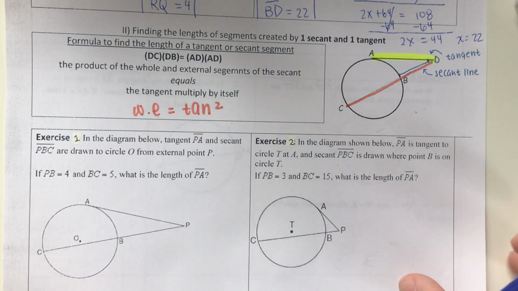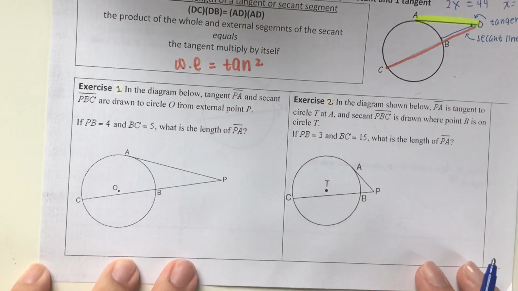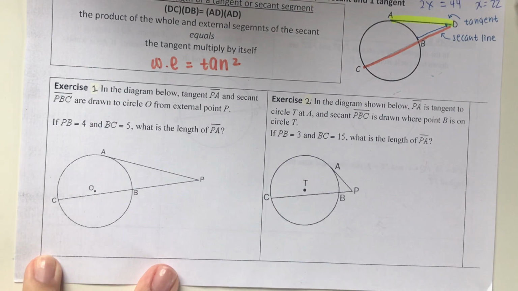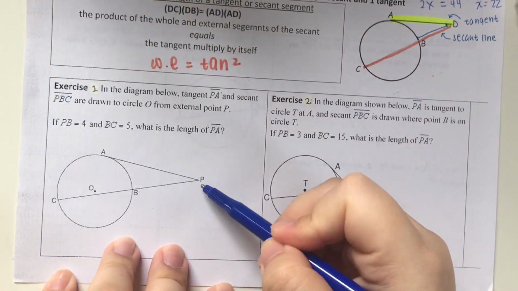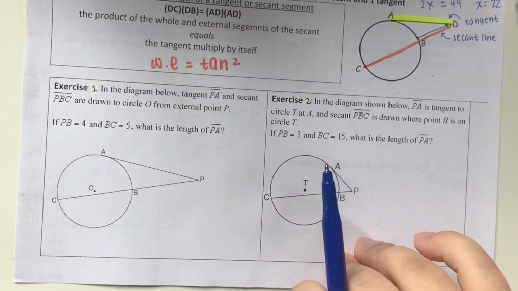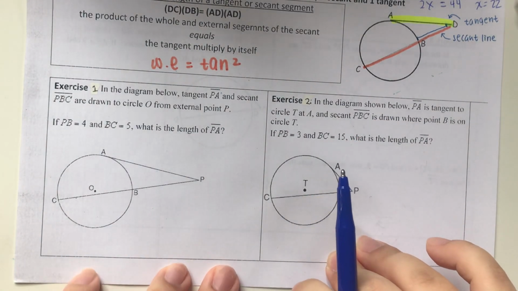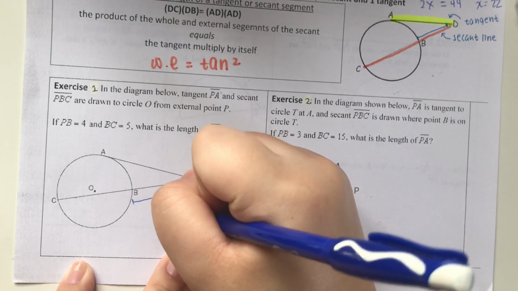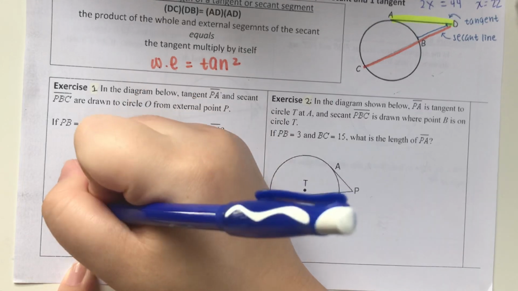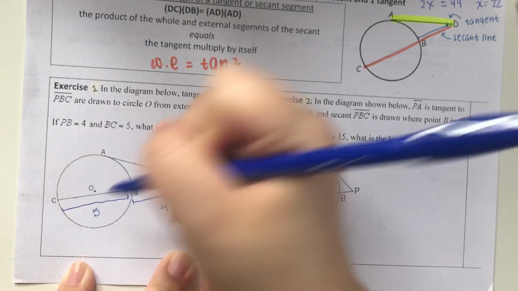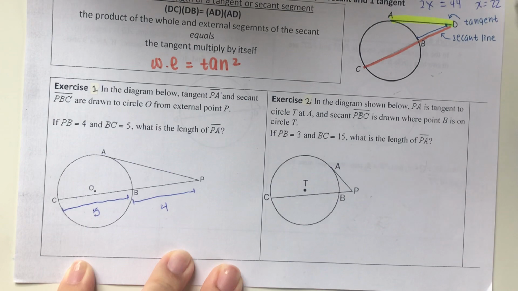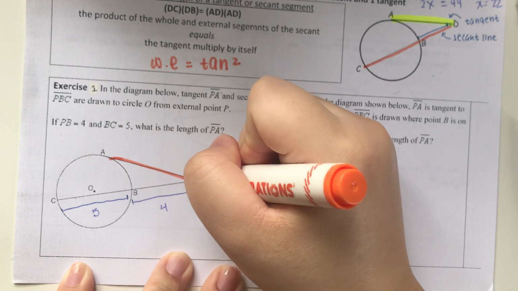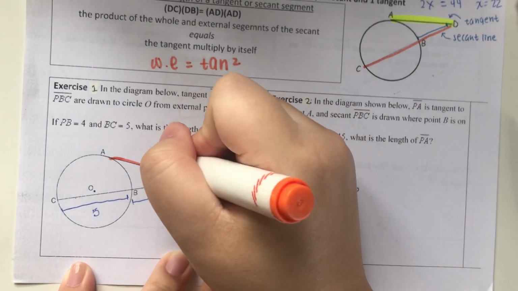Let's look at example 1 to see how we can use we tan square. Now, in the diagram below, tangent PA and secant PBC is drawn to circle, okay? So it tells me that PB is equal to 4. So PB is this line segment right here is equal to 4. And BC is equal to 5. I'm looking for PA. So again, I'm going to use a highlighter. Well, in this case, it's a marker. Okay, so I'm looking for PA.